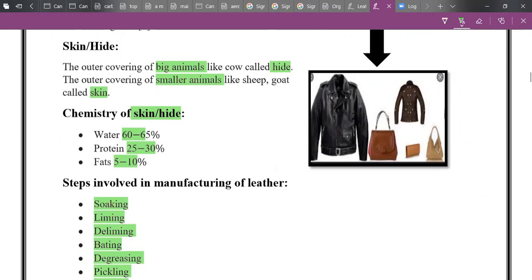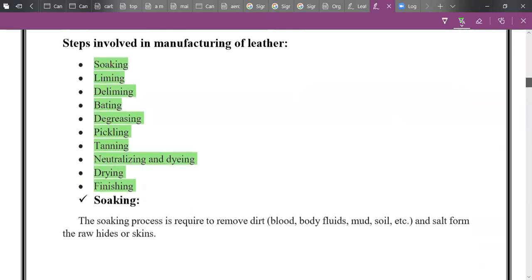The processes involved in the manufacturing of leather begin with soaking. In the soaking process, we remove dirt such as blood, mud, and soil. In the liming process, we remove the hairs on the skin. In the deliming process, we convert the protein into a soluble form. Bating is an enzymatic process in which we remove protein from the skin. In the degreasing process, we remove the extra fat and oils from the skin.